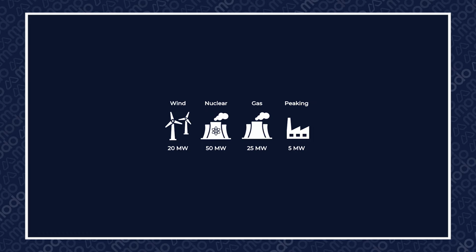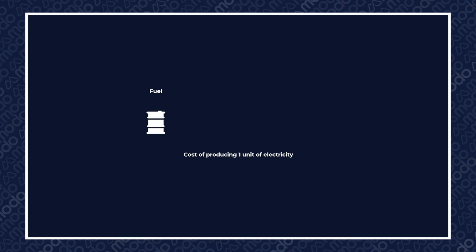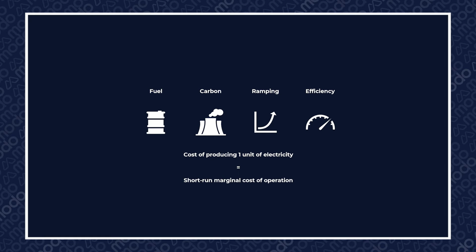Each of these different technologies has a different cost associated with producing 1 megawatt hour of electricity, which reflects the cost of fuel, carbon, ramping, efficiency, and more. You'll often hear this idea referred to as the short-run marginal cost of operation. Since renewables don't require any fuel and don't produce any carbon, generation from wind and solar tends to be the cheapest. On the other hand, peaking plants, which produce energy at lower efficiencies and pay for both fuel and carbon, tend to be more expensive.